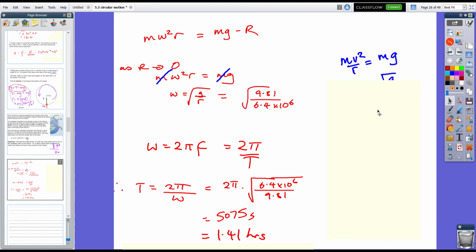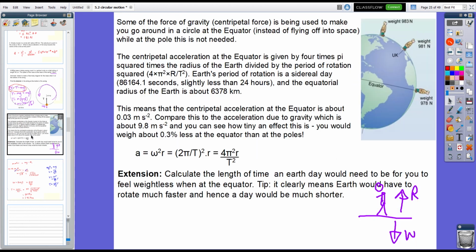Here's another way of doing it. I think it's quite a bit quicker. mv squared over r equals mg. v equals root g r. So this is the limiting condition here. v equals omega r, where omega is 2 pi over T. T equals, we can rearrange this, 2 pi r over v. And then we could have calculated it that way as well. So that's what they were doing in the previous text over here, which derives this equation.